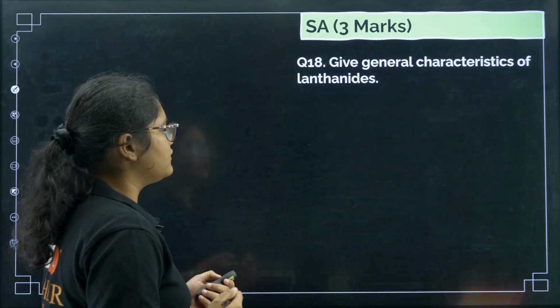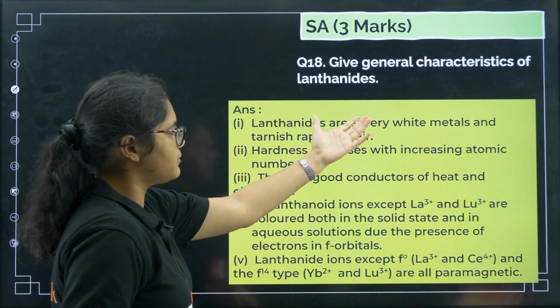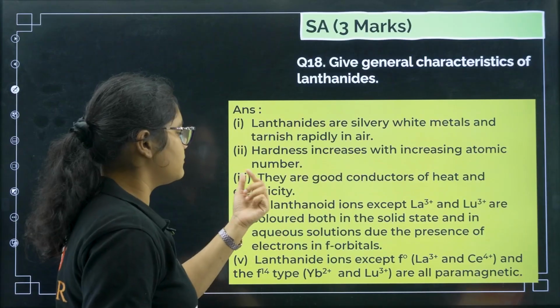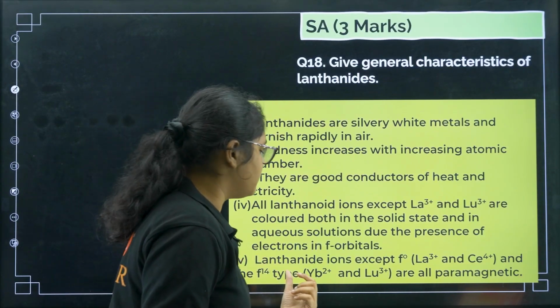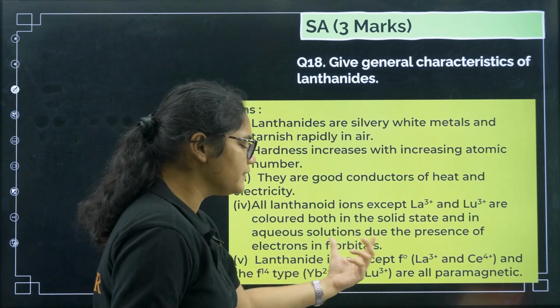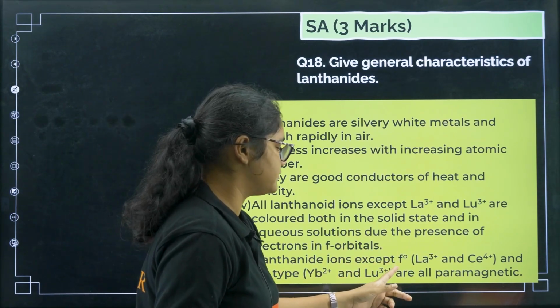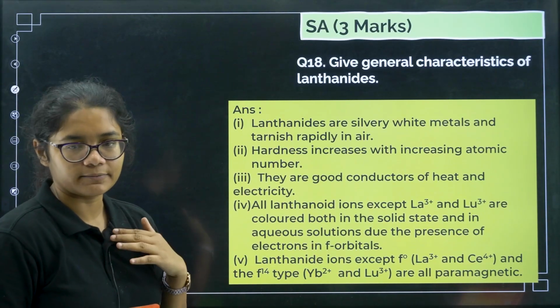Next is question number 8, general characteristics of lanthanides. Just remember any 3 points. First one you can remember silvery white, then their hardness increases with the increase in atomic number, good conductors of heat and electricity, right. Next you can remember they are generally paramagnetic, except some elements which have f0 and f14 configuration. Any 3 points you need to remember here.